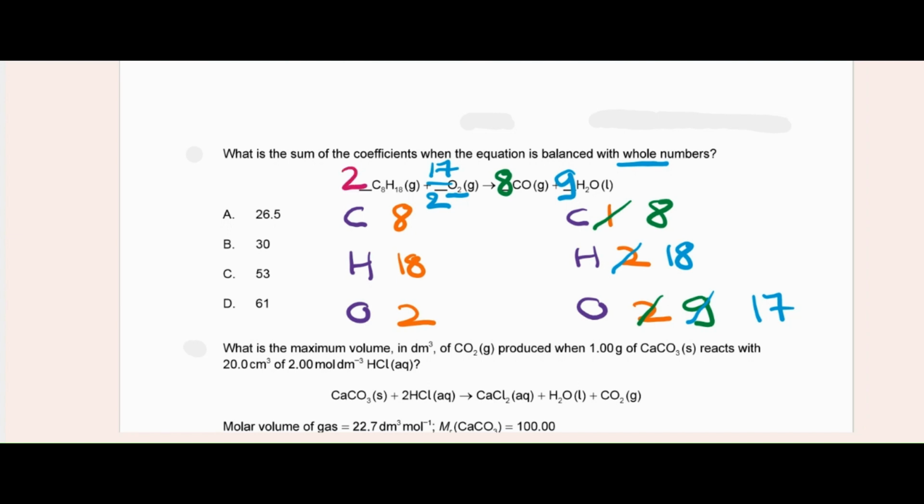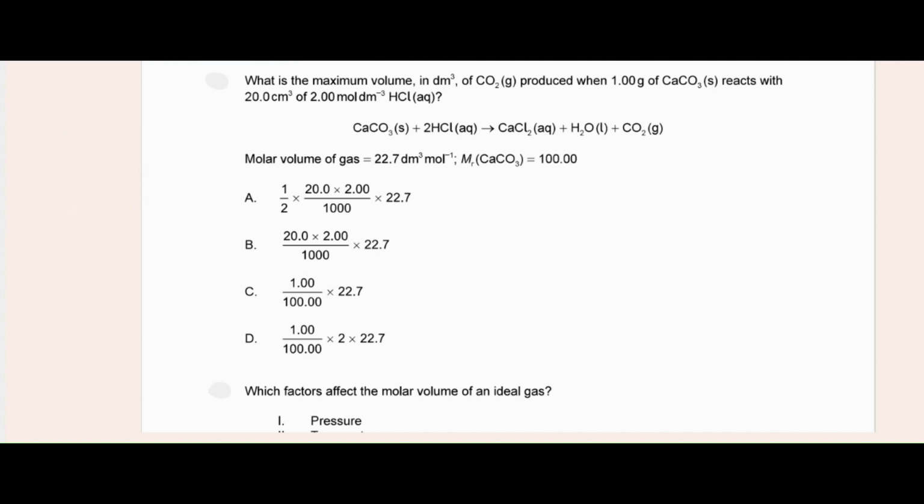So this becomes 2, this becomes 17, this 16, and this 18. So then the answer will be C, 53. Question 2. Okay, quite a wordy one.